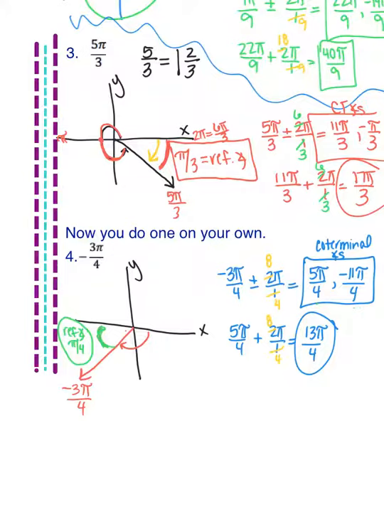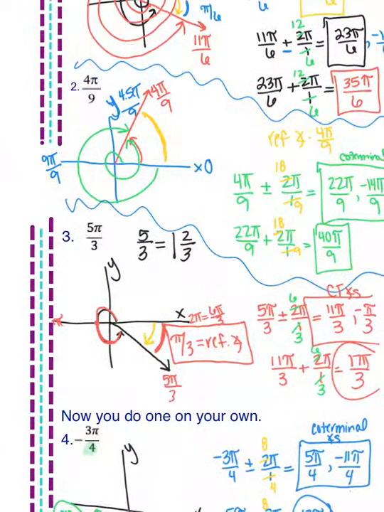And I also wanted you to notice something. I specifically chose these examples because when I look at the original angles' denominator and its reference angle, I see a pattern. Let's look at number 3. The original angle was 5 pi over 3. My reference angle down here is pi over 3.